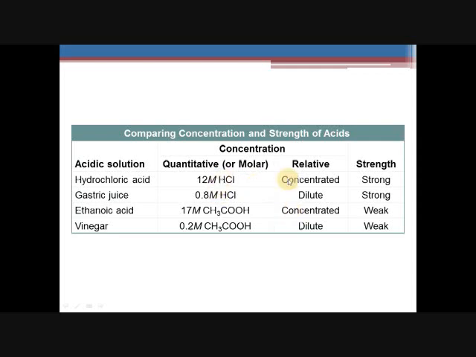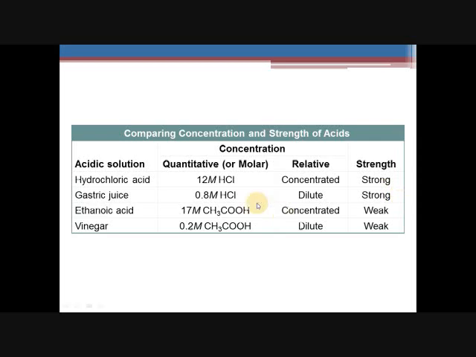where we have 12 molar versus 0.8 molar. So the 12 molar is concentrated versus dilute for the 0.8 molar. But since they're both HCl, we classify their strength as strong. It doesn't matter their concentration, they're both going to be strong acids.